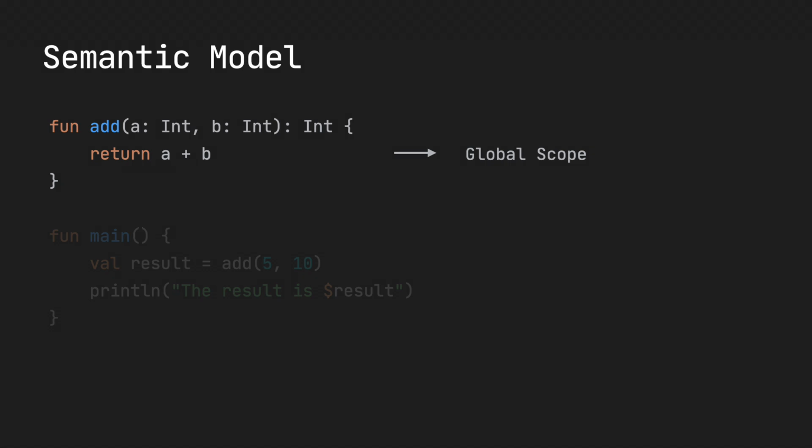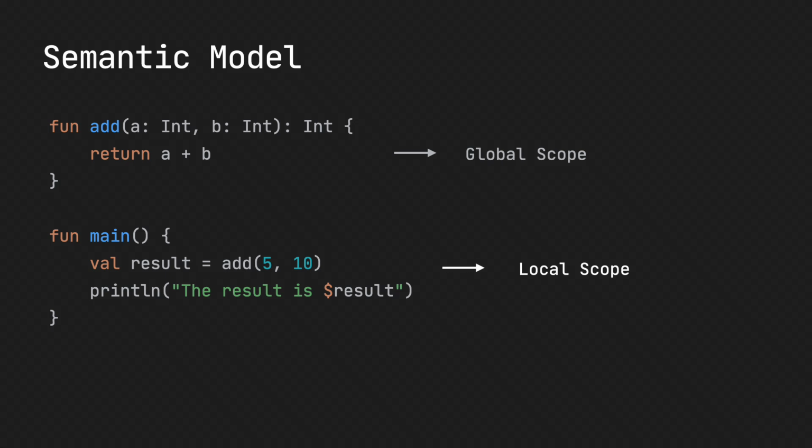In this semantic model, if you look at the overall code in this relationship, what I have here is a global scope. This add method is defined in a global scope. And what I also have in here is a local scope. Everything inside of this main method, everything inside of the add method is my local scope.